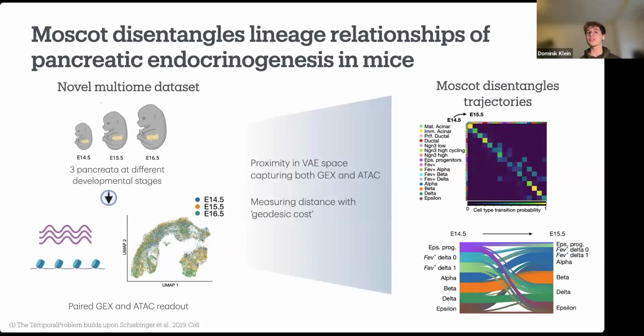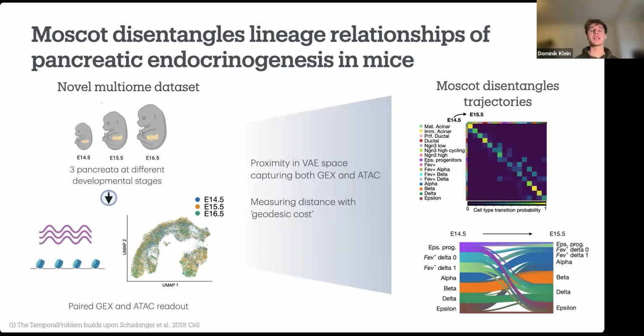So with moscot, we looked at the development of the pancreas. Why this is interesting, I think there are very many reasons, but most of us know that diabetes is a disease with its origin in the pancreas. So it's basically about beta cells, which we can also see here on the right-hand side. And we want to understand better how these cells evolve.